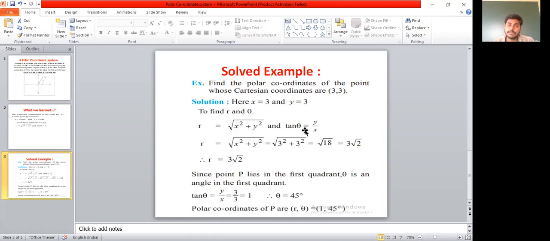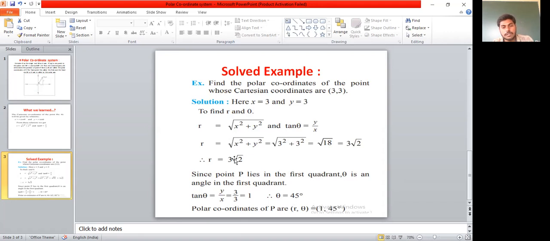Now, since our angle is in the first quadrant and we know the values of x and y, and we know that tan theta equals y upon x, putting these values in the formula for tan, we get tan theta equals y upon x, that is 3 upon 3 equals 1. Now tan theta equals 1. So for which angle does tan theta give the value 1? We know that in the first quadrant, if theta is 45 degrees, then tan theta will be 1. So our angle is theta equals 45 degrees.